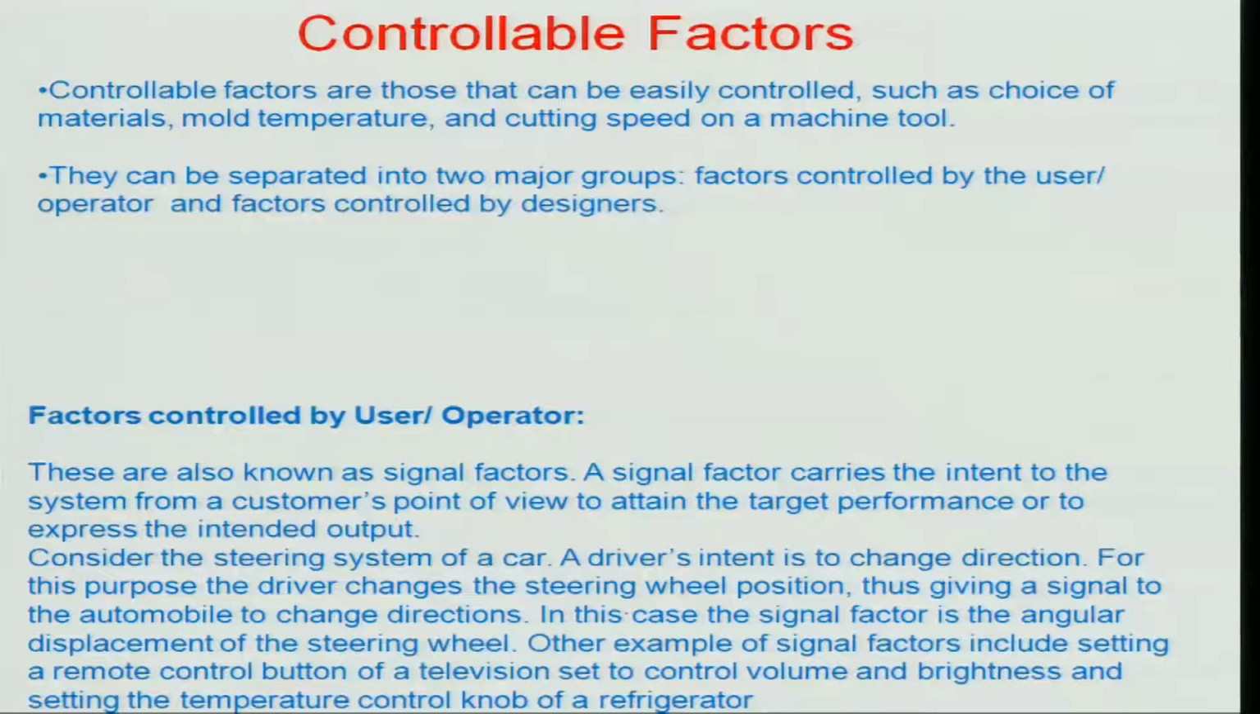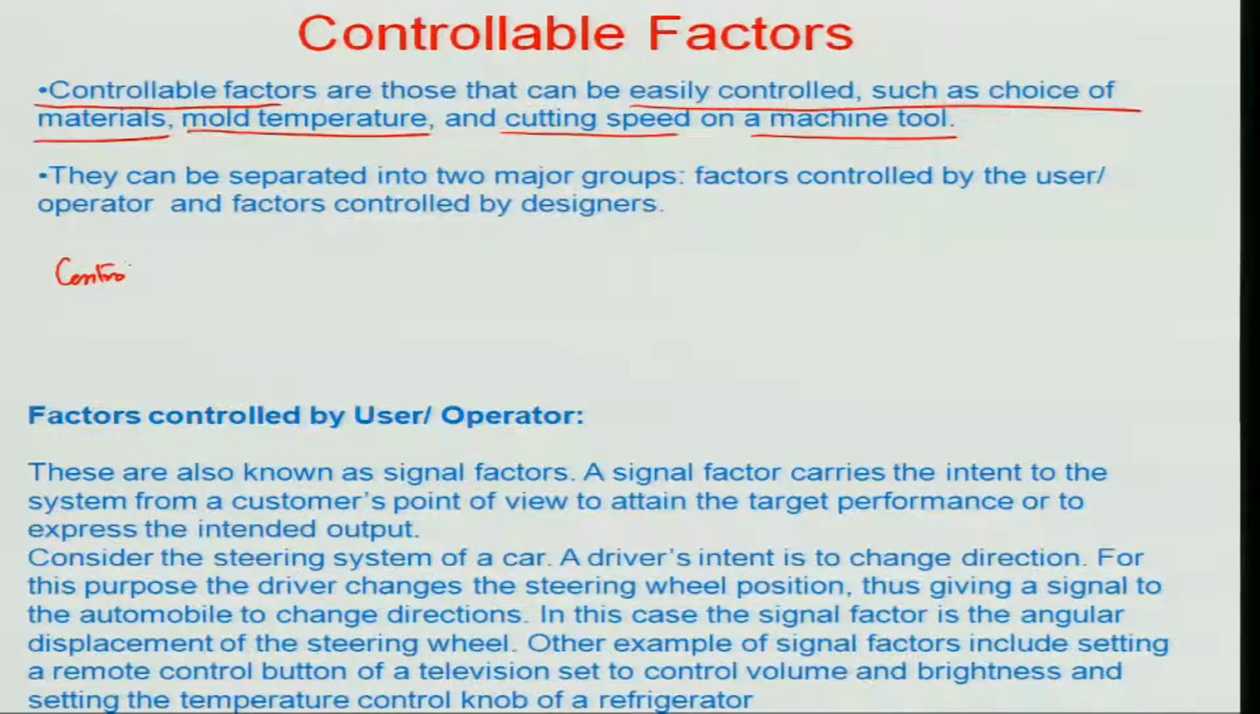So let's look at the controllable factors. What are really controllable factors? They are factors which can be easily controlled, such as choice of materials, for example, the mold temperature, the cutting speed on a machine tool. These are things which are really in direct control of the operator, or to some extent the designer, who designs the process range of operation, things like that.